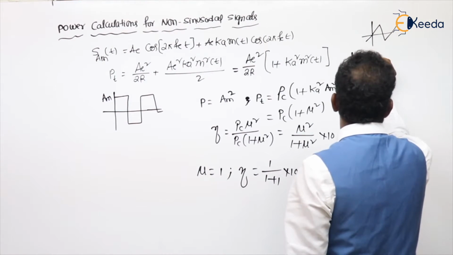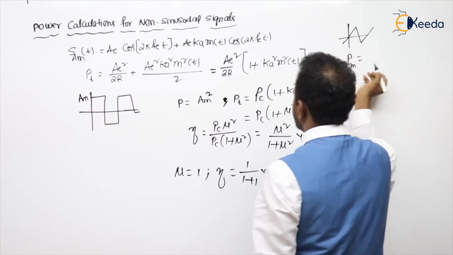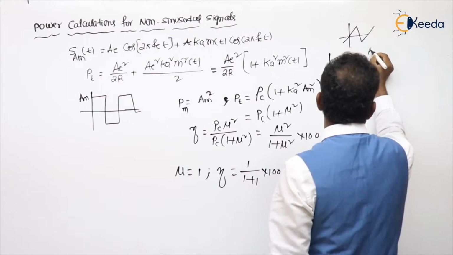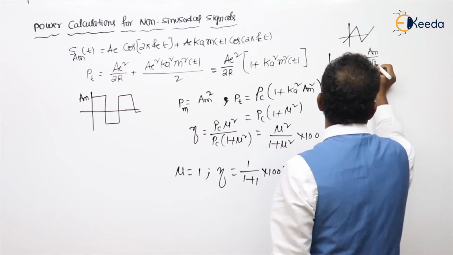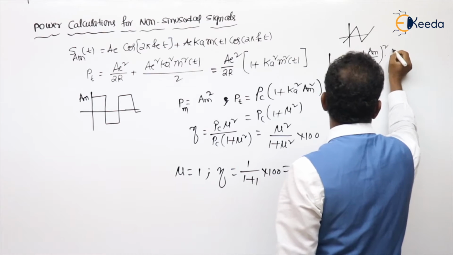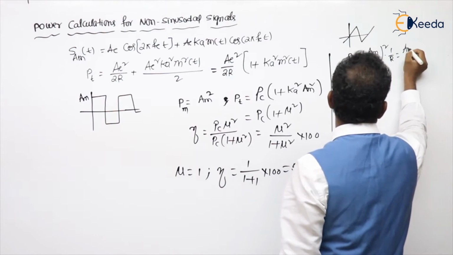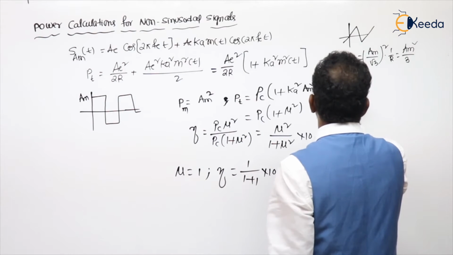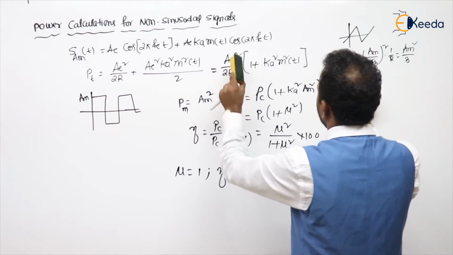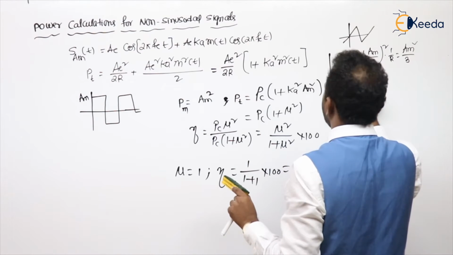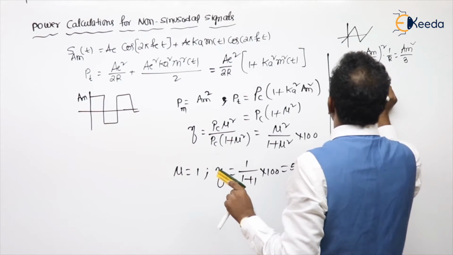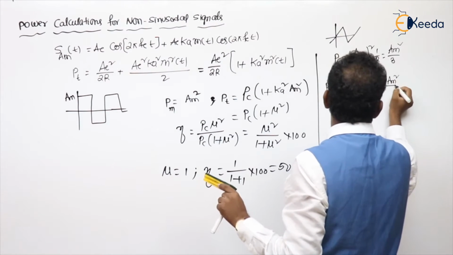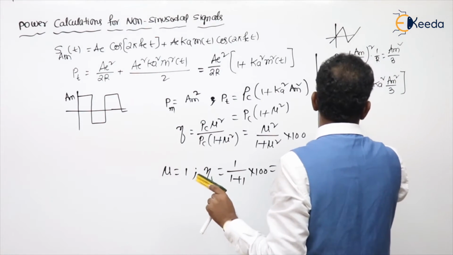What is the RMS value? I am calculating the power of the message. This is the power of the message: RMS value whole square. The RMS value is Am by root 3, whole square, of course into 1 by R. Then it will be Am square by 3. Substitute in the total power: PT equal to Ac square by 2R, which is called Pc, into 1 plus Ka square Am square by 3. That is for the triangular message.